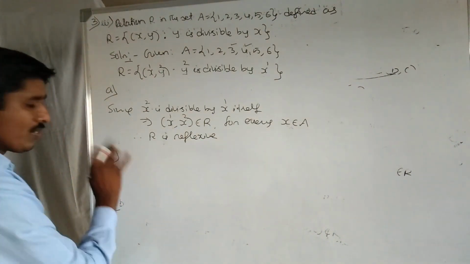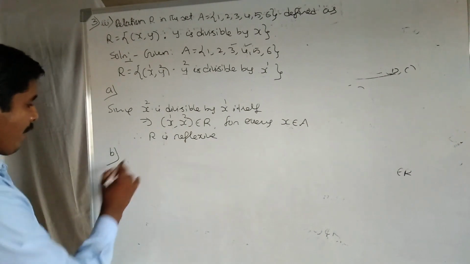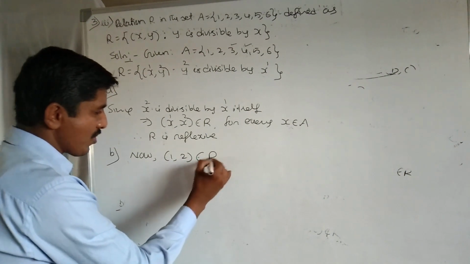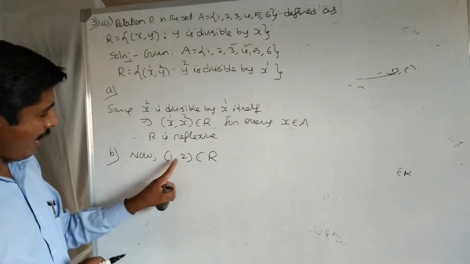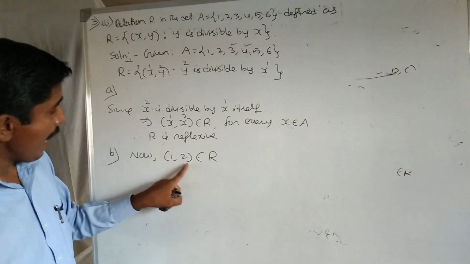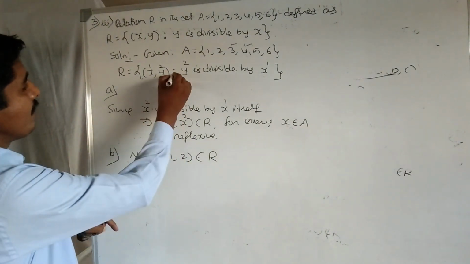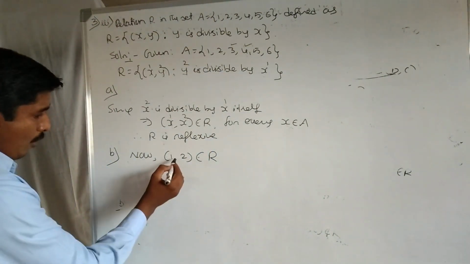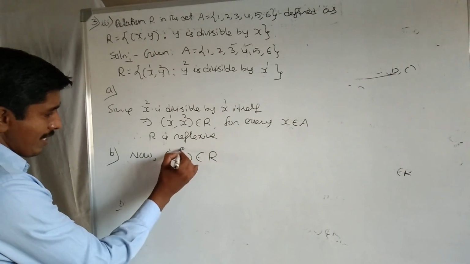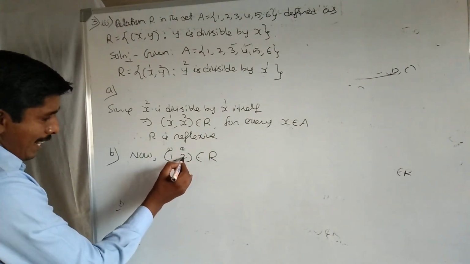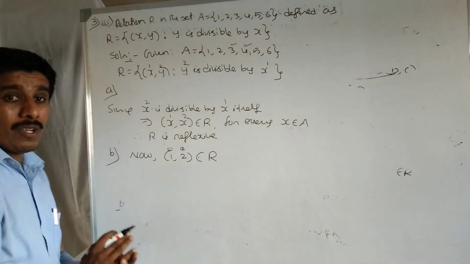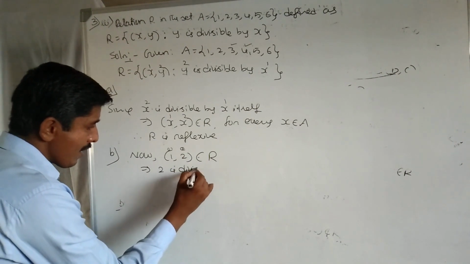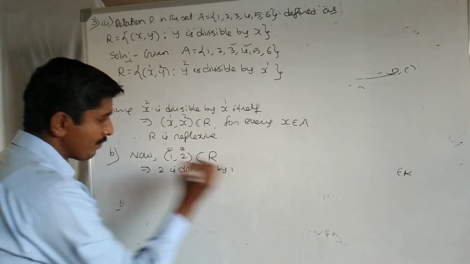So next, for symmetric, I am taking one easy element here: (1, 2) belongs to relation. Why am I taking this? It belongs to relation because this element satisfies this condition. What is the condition? y is divisible by x. Here y means the second element. Clearly 2 is divisible by 1, because 1 twos are 2. 2 is divisible by 1.